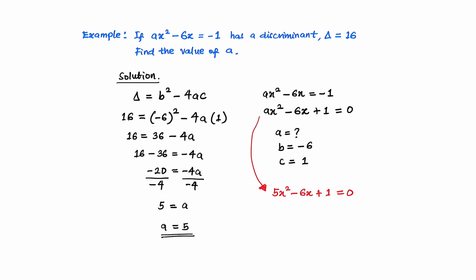When you calculate the discriminant of this equation that we have here, you will get that the discriminant is actually equal to 16. So this is one of the possible ways that a question could be given with the use of a discriminant.